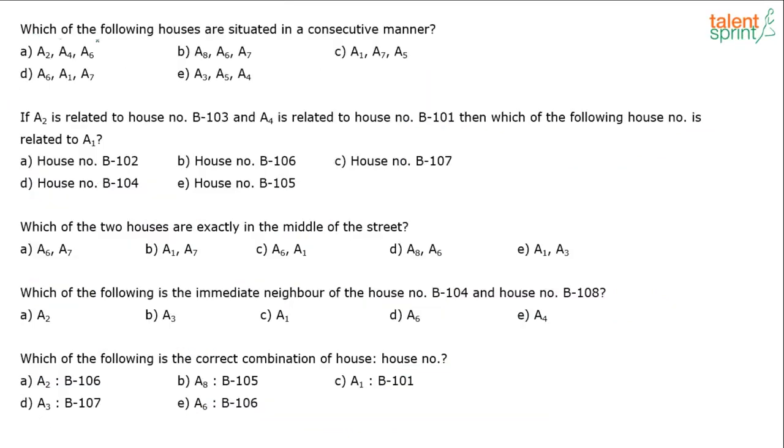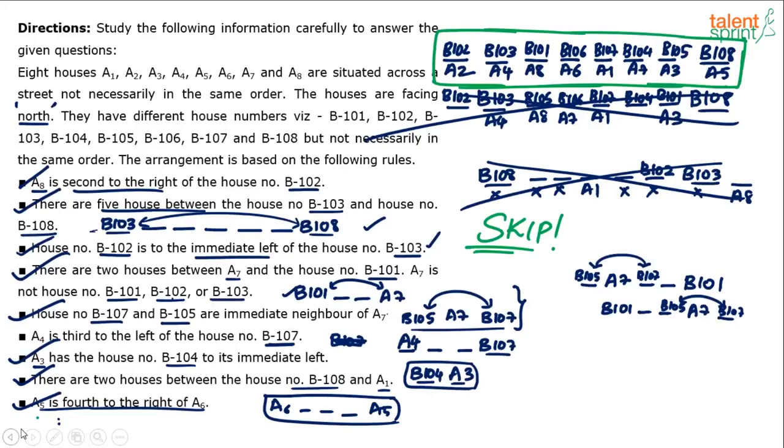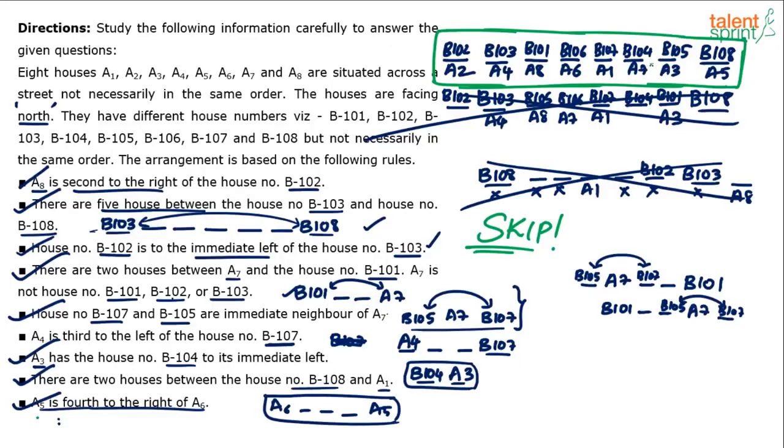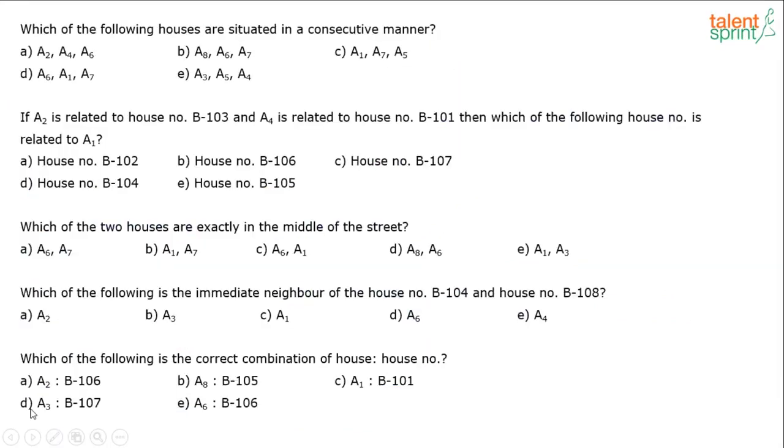So look at the first question. Which of the following houses are situated in a consecutive manner? Now we'll have to go back and check. 2, 4, 6, no. 8, 6, 7, no. 1, 6, 5, no. 1, 7, 5, no. 6, 1, 7. Yeah, I think 6, 1, 7. Look at this: A6, A1, A7. These three are consecutive, right? So option 4 can be taken as the answer.